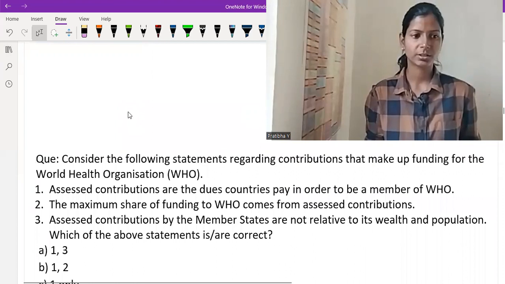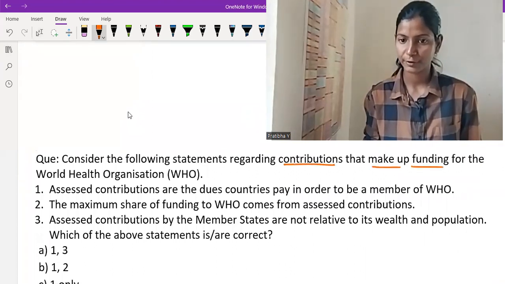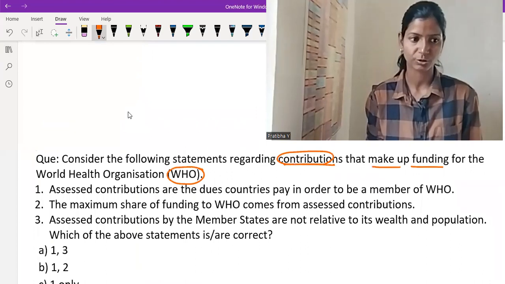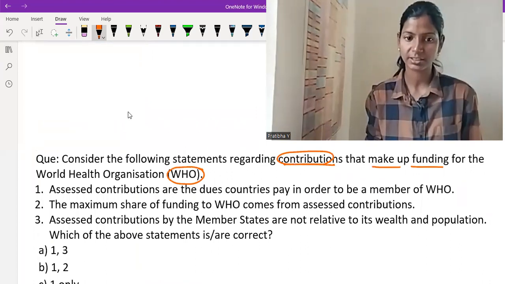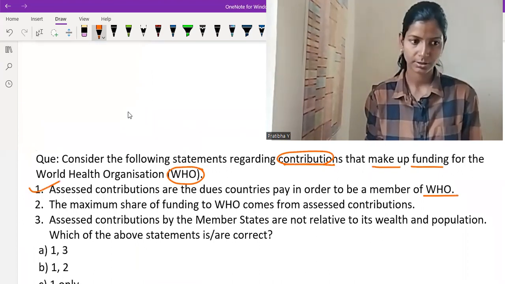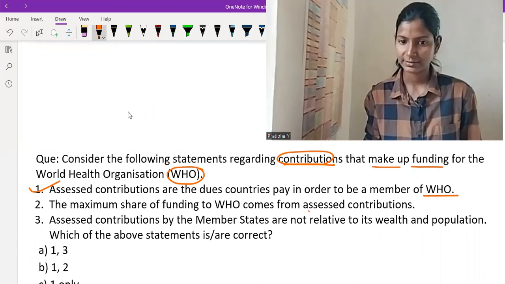So the question is: consider the following statements regarding contributions that make up funding for the WHO. Assessed contributions, or dues countries pay in order to be a member of WHO. Yes. The maximum share of funding to WHO comes from assessed contributions.